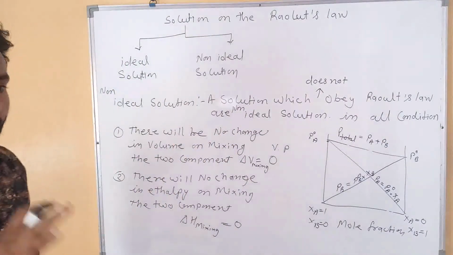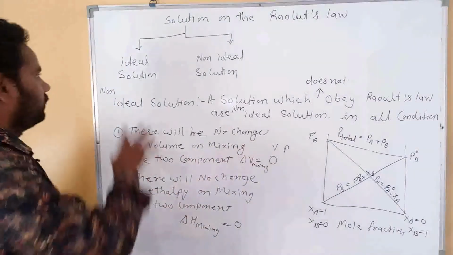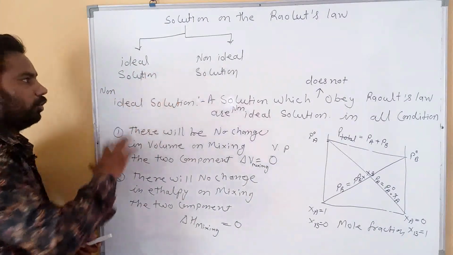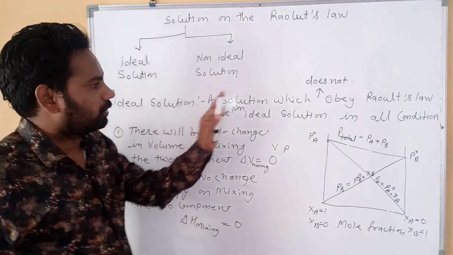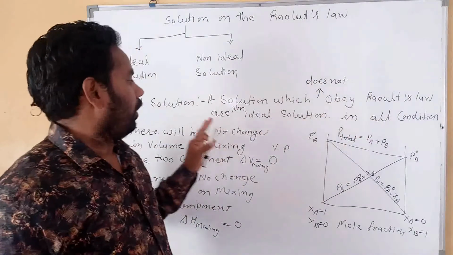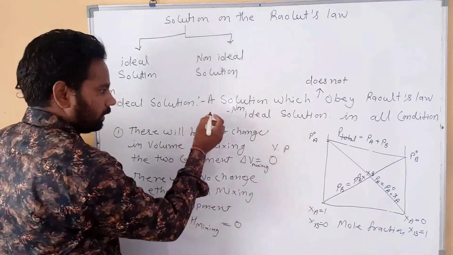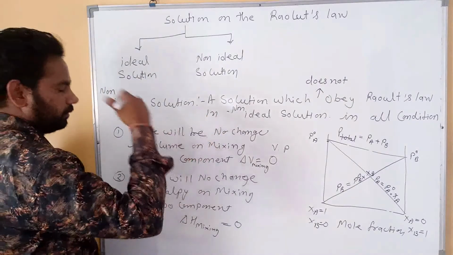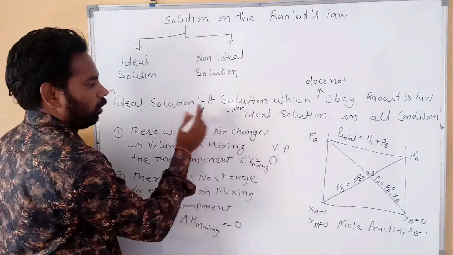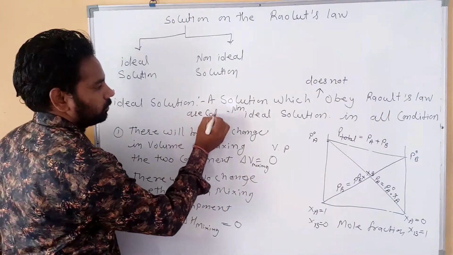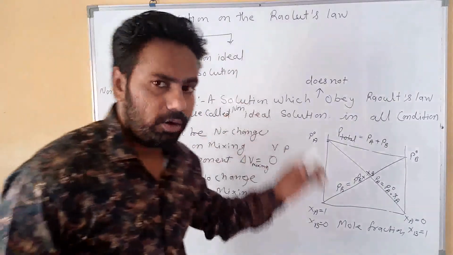Non-ideal solution in all conditions. Any doubt? We just change the ideal solution definitions, so we prepare the non-ideal solution definition. A non-ideal solution is a solution which does not obey Raoult's law. A solution which does not obey Raoult's law is called a non-ideal solution in all conditions.